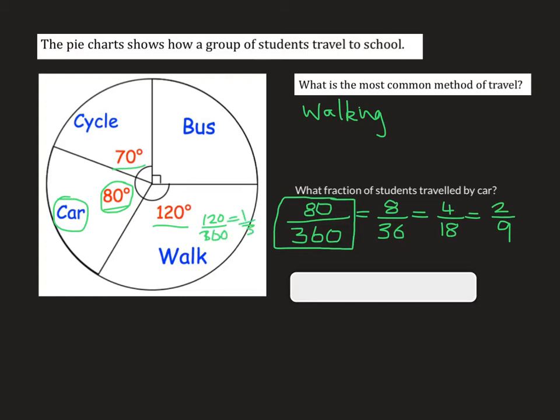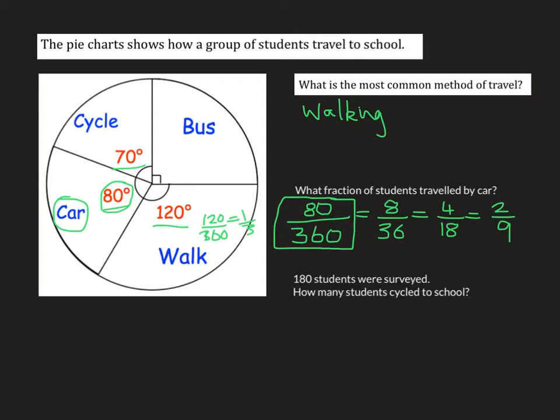and so on. Okay, so this, again, the next step up is we're told that there are 180 students who are surveyed. How many students cycled to school? So not what fraction, but actually how many students cycled to school. How many do you think? How would you work that out? Well, we're going to use this skill here. We know what fraction of students cycled to school because it's 70 out of 360, or 7/36.